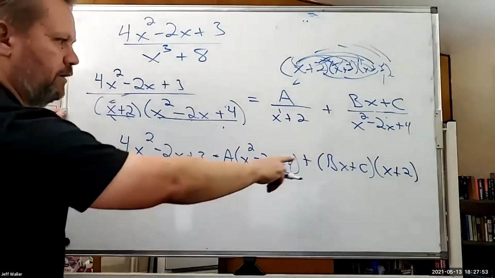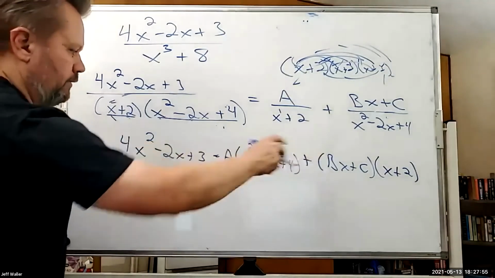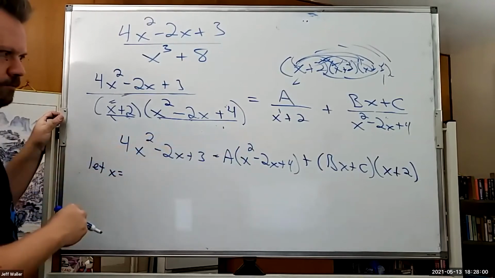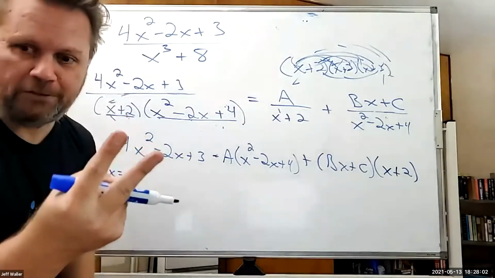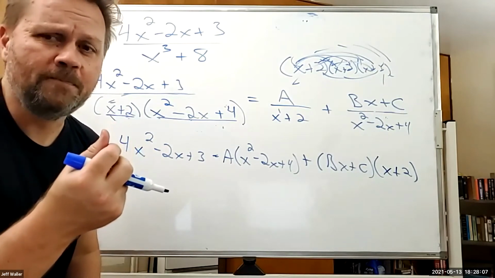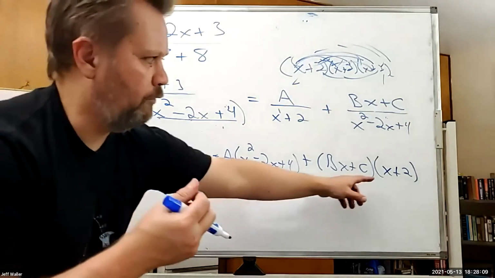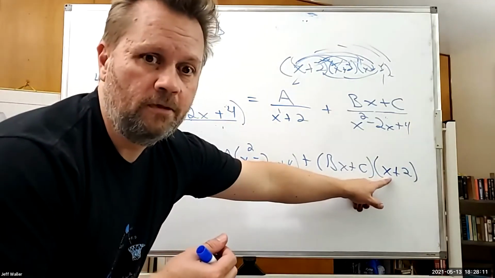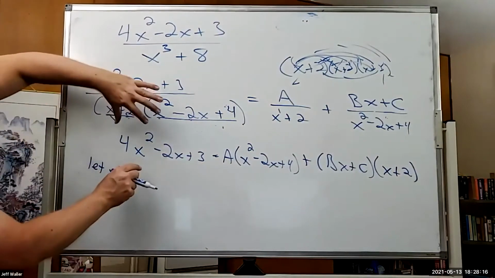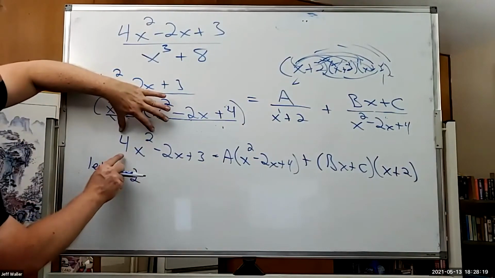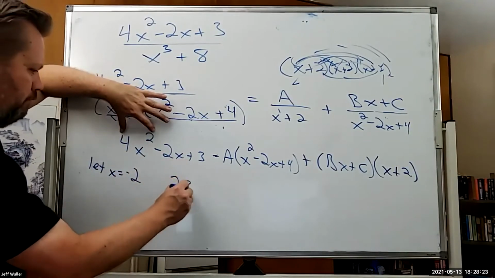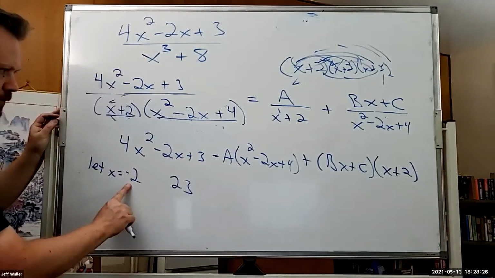Can somebody see what a good value of x would be to let x equal? There's a really good value that's going to kill 2 letters in one go. What would make that 0? -2. So if you let x equal -2, let's see what we get here. -2 squared is 4 times 4 is 16. Plus 4 is 20 plus 3. I get 23 here if x is -2.